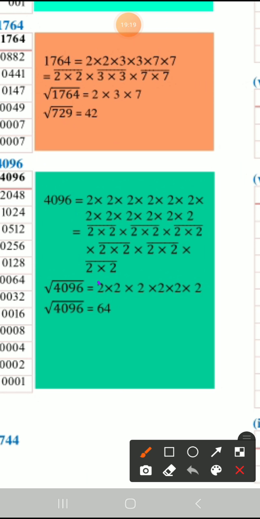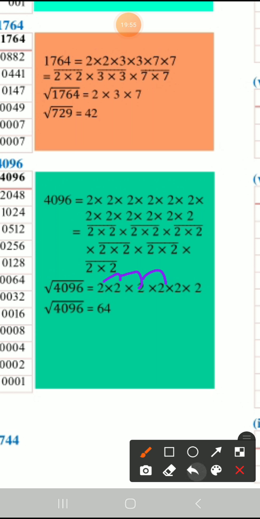So the final answer is, look here, 1 2 3 4 5 6. So how can you write that? Look here. 2 2s are 4, 4 2s are 8, 8 2s are 16, 16 2s are 32, right? 32 2s are 64. So the answer is this, correct? Square root of 4096 is 64.